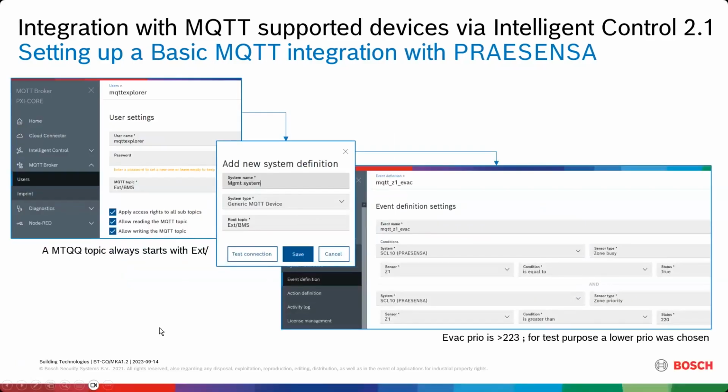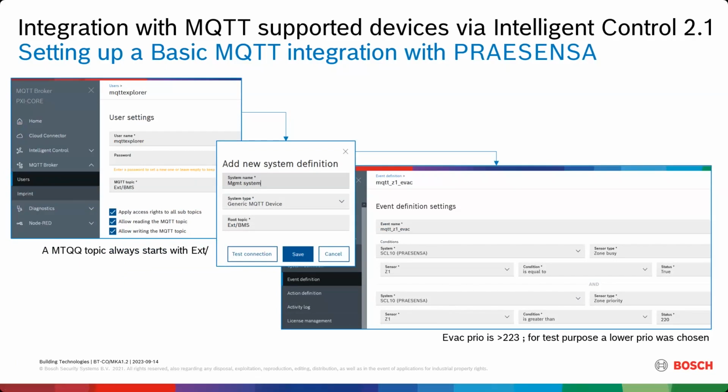So then what you need to do is, you have your users to set. You need to have this MQTT broker installed. You need to add that new system to it, and then you can create your events definition settings here. I will show you later on more briefly how it looks.